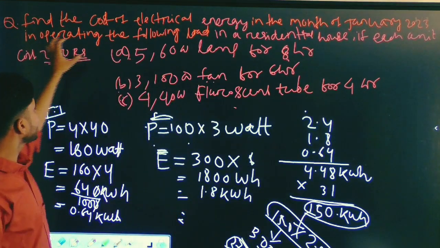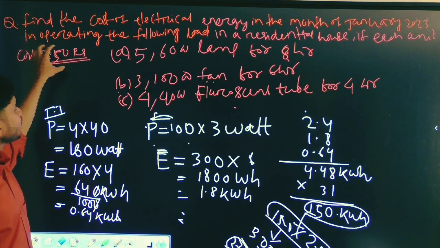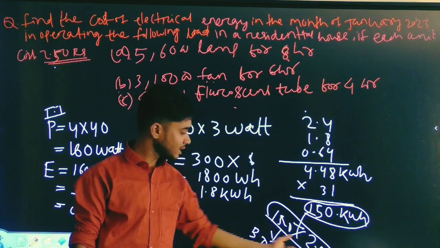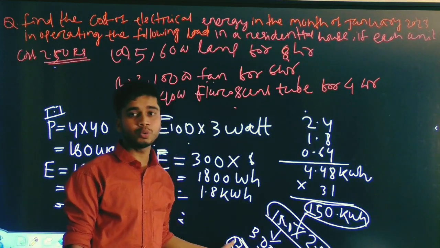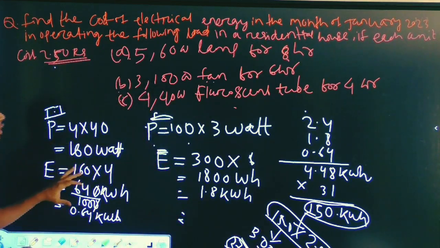Then you need to look at the question: what is the cost for 1 unit of electricity? Each unit costs 2.50 rupees, and the total is 150 units. So multiply 150 with 2.50. This is approximately 375 rupees. This is the amount of rupees you have to pay to the company which is providing you with the electricity. Okay, a very important long question.